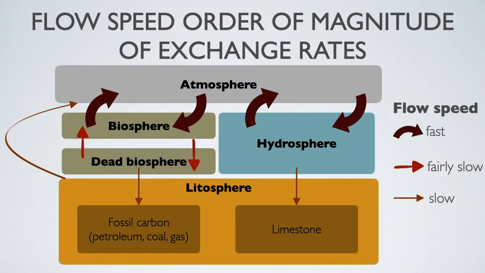All the interactions we previously discovered together are represented here. We can also see that the flow speed varies. For example, the flow between the atmosphere and the biosphere is considered fast, with 60 gigametric tons per year. The slow flows are, for example, 0.1 gigametric ton per year for the CO2 released in the atmosphere via volcanoes, or 0.1 gigametric ton per year for the creation of fossil carbon, or even 0.3 gigametric ton per year for the creation of limestone via sedimentation.